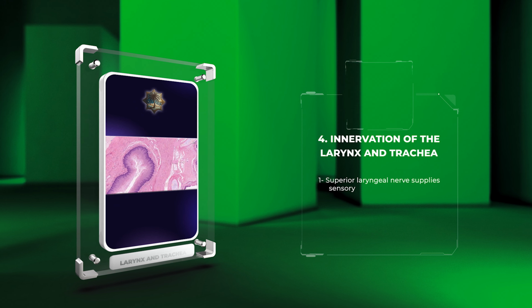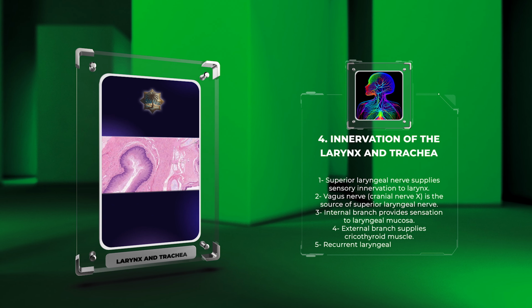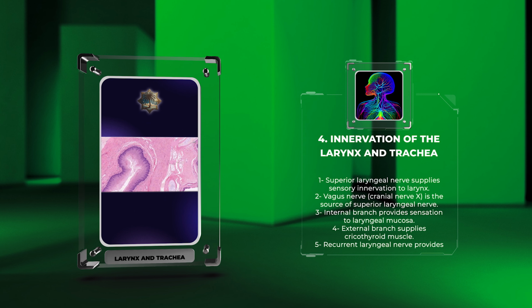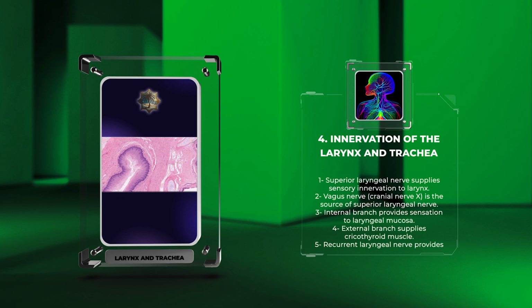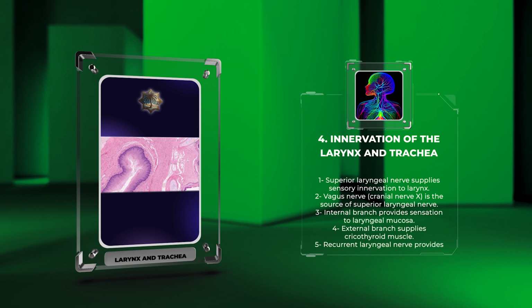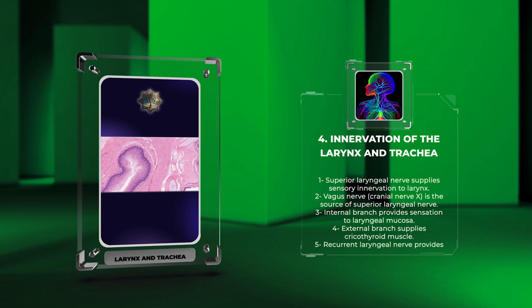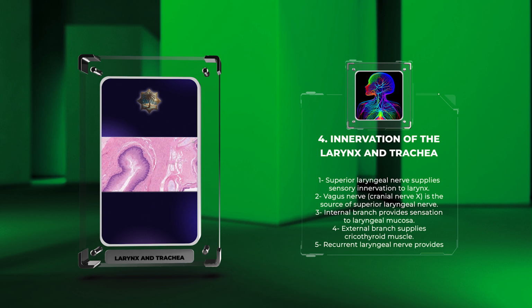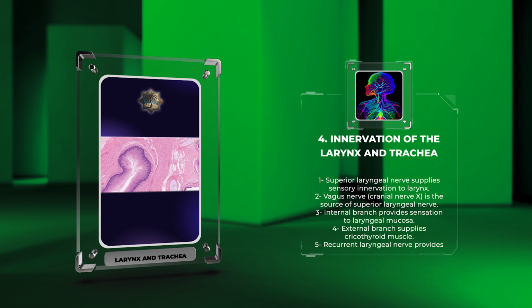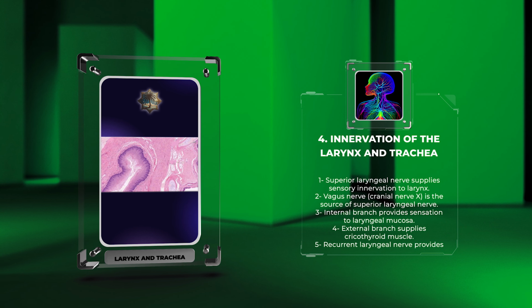The innervation of the larynx and trachea is intricately tied to vocalization and airway protection. The superior laryngeal nerve, a branch of the vagus nerve, cranial nerve X, supplies sensory innervation to the larynx. This nerve divides into internal and external branches, with the internal branch providing sensation to the laryngeal mucosa and the external branch supplying the cricothyroid muscle.